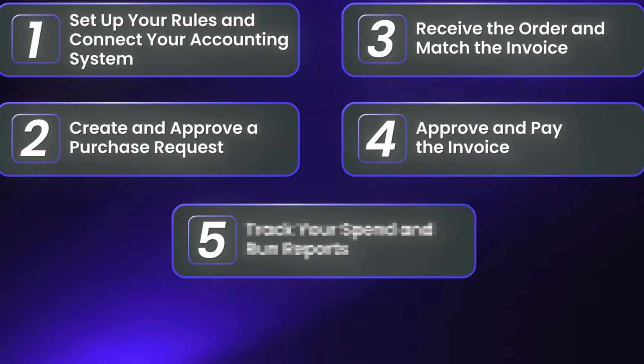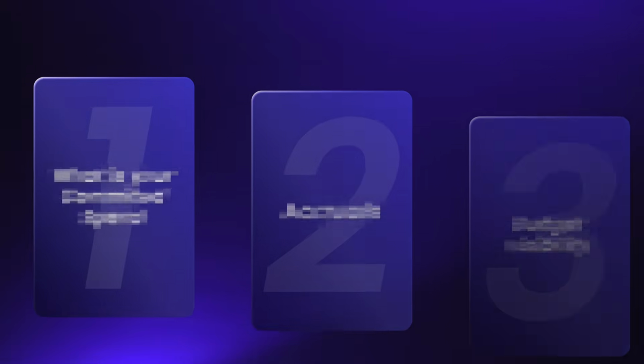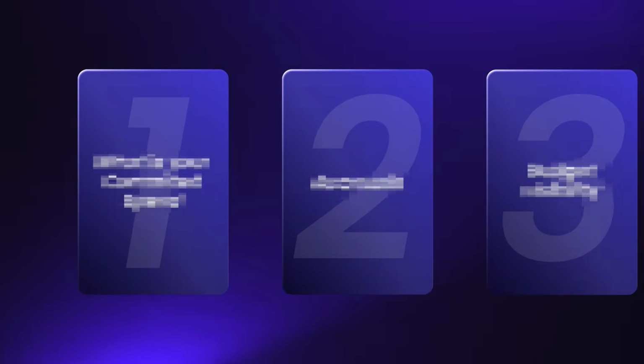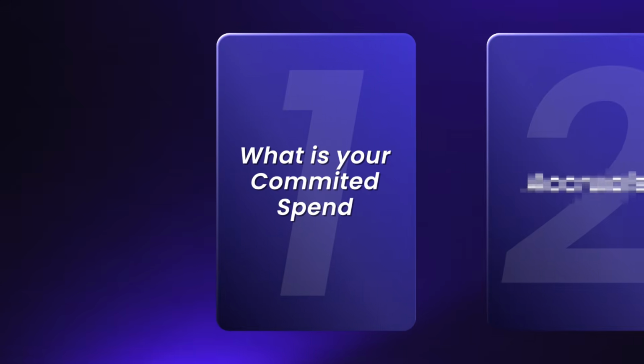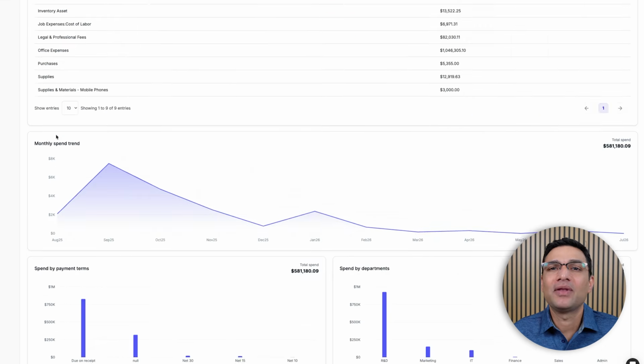Step 5 is the additional visibility that your team now gets. The system comes with a spend dashboard, and the spend dashboard can help you identify a couple of things. First of all, what is your committed spend? If you did not have a PO process and all you were doing was reacting to invoices coming in, you're going to love this feature, because now you can actually see what is committed spend, what is invoiced against that spend, and what is yet to be invoiced, so I can plan my cash flow.